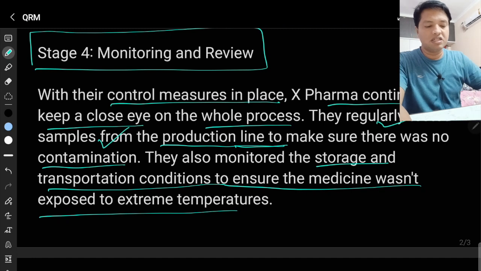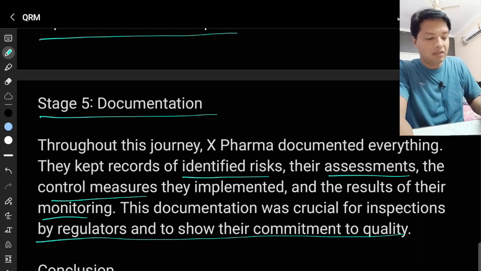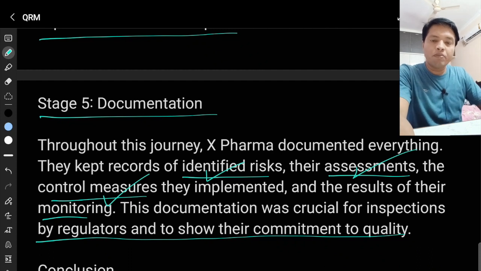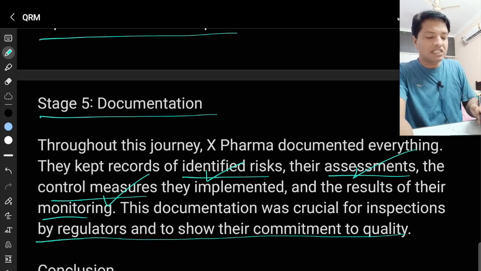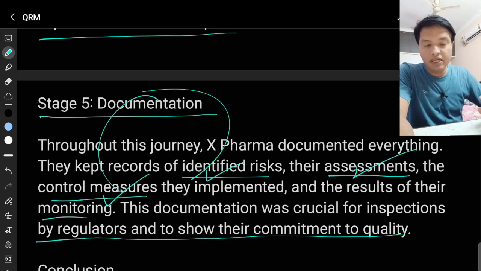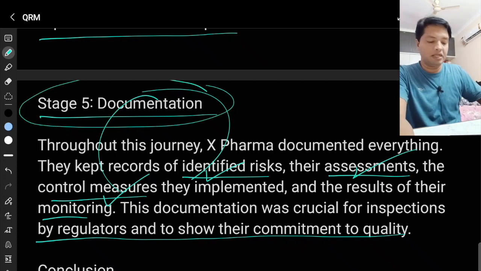After the fourth stage of monitoring and review, we move on to the fifth stage, documentation. Whatever you have done till now, that is identification of risk, assessment of risk, control measures, implementation, everything needs to be documented, because during inspection by regulators like the FDA, the Food and Drug Administration, if you are supplying your drugs in the US market, they will come and inspect your facility. You can show this documentation to the inspectors. It will give a good impression that your commitment towards quality is very good. So that's the main purpose of documentation.